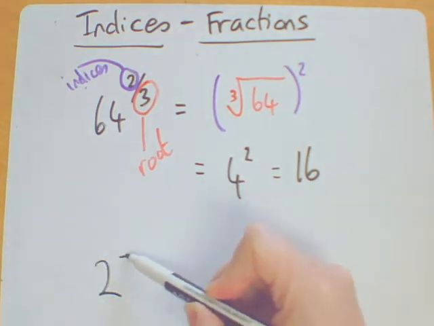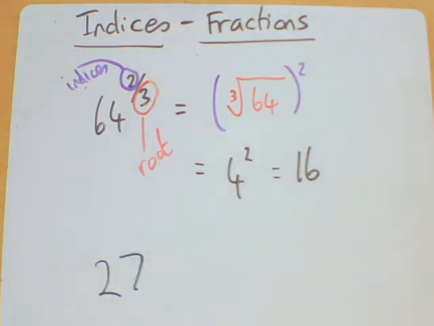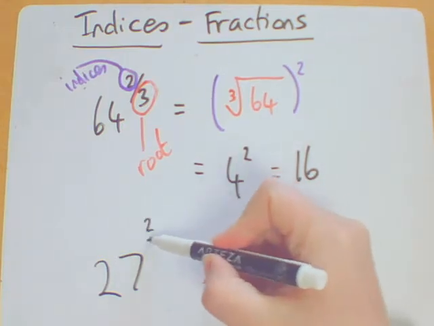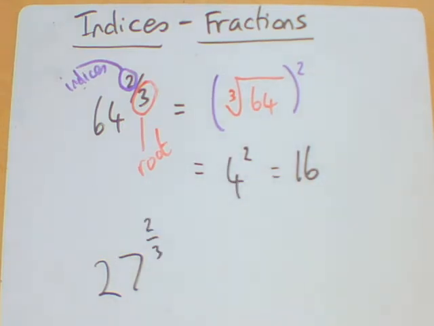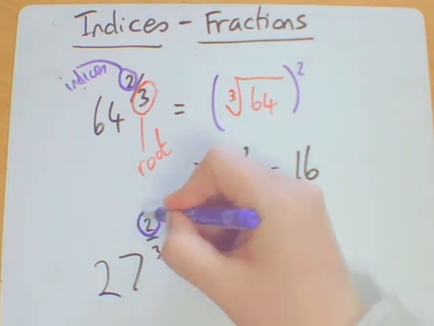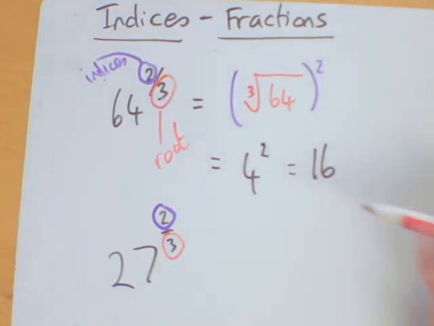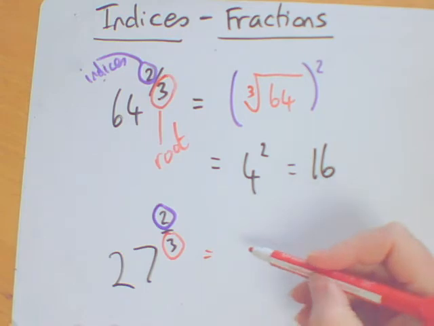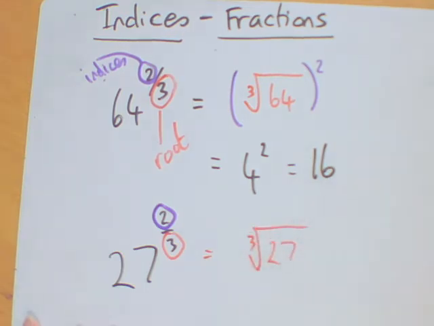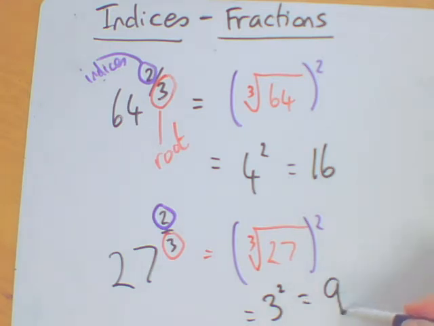Let's do 27 to the power of 2/3. Okay, doesn't matter, it's the same numbers. So again, that is telling you what to do with the indices, and this is telling you what to do with the roots. So this one here is telling me to cube root 27, and then it is telling you to square it. So the cube root of 27 is 3, and that needs to be squared, which means that evaluated my answer is going to be 9.